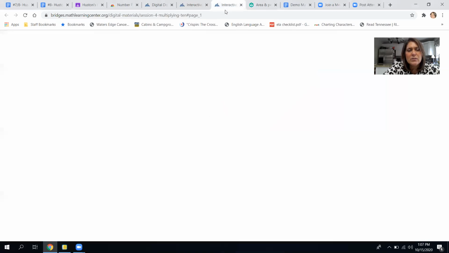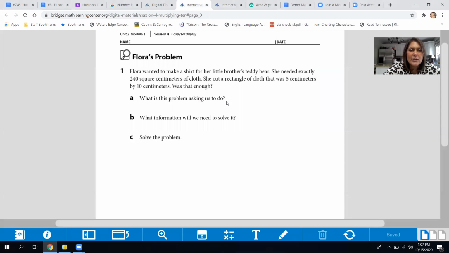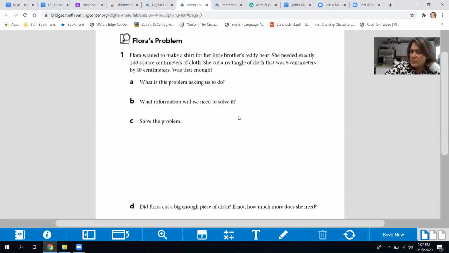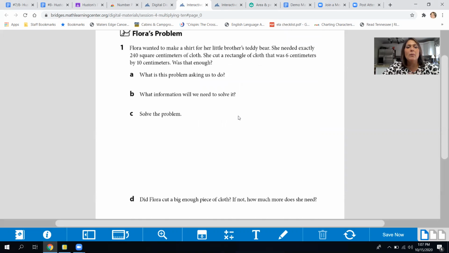Okay, so let's go back to the worksheet, and there are actually 2 pages to this, and see if you can answer some of these problems, okay? So what is the problem asking us to do? What is the problem asking you to do? Go ahead and answer that.